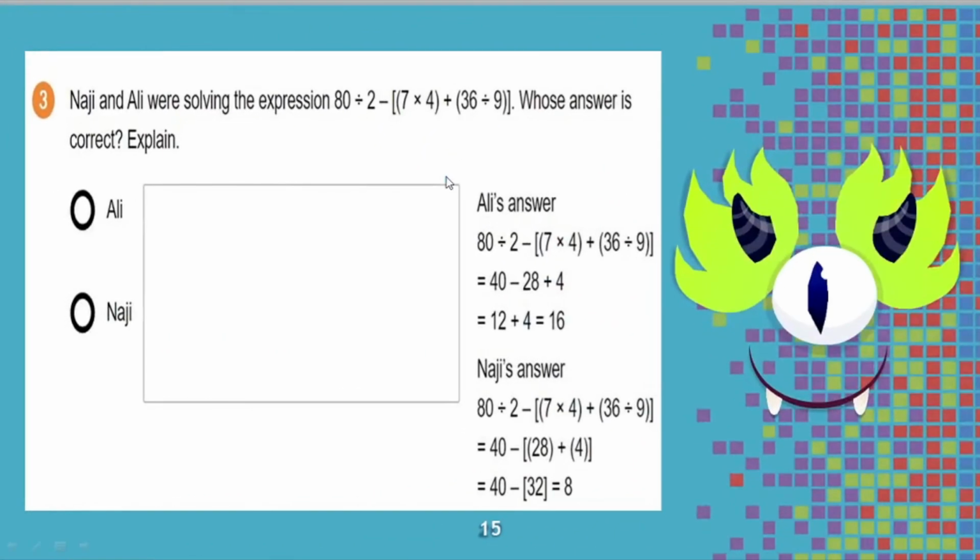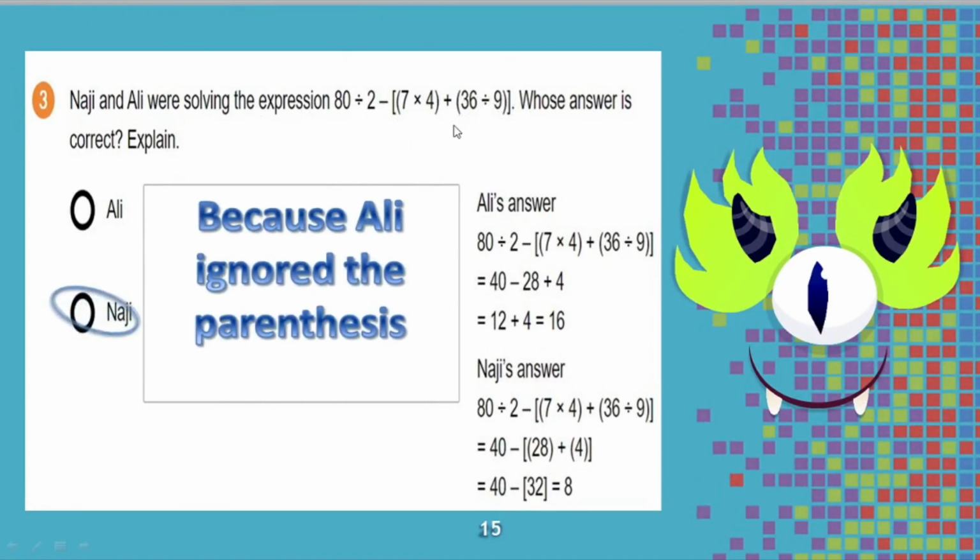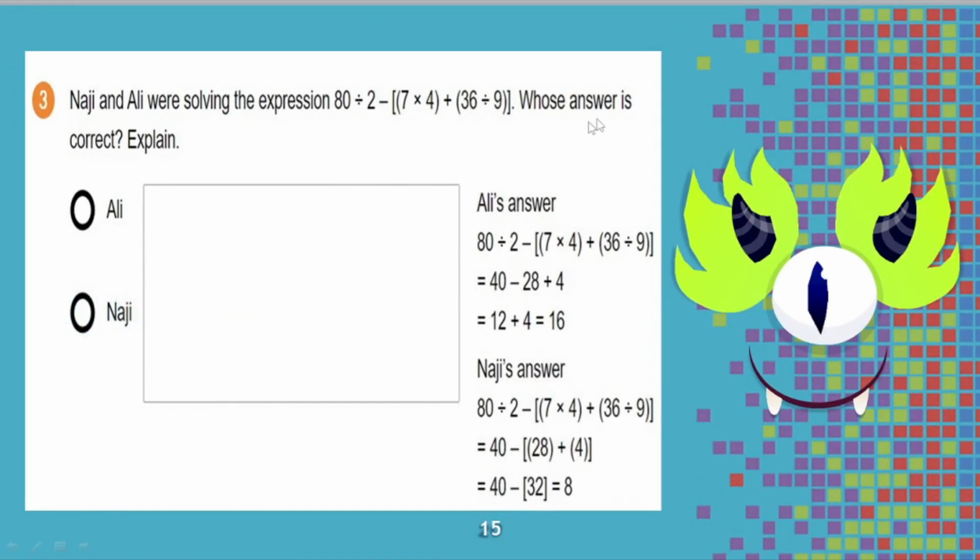Let's go to another problem solving. Naji and Ali were solving the following expression. Whose answer is correct? Explain. Look here carefully and then answer. I'm waiting. Or you may pause the video so it will be faster. Okay, pause the video. Pause it.